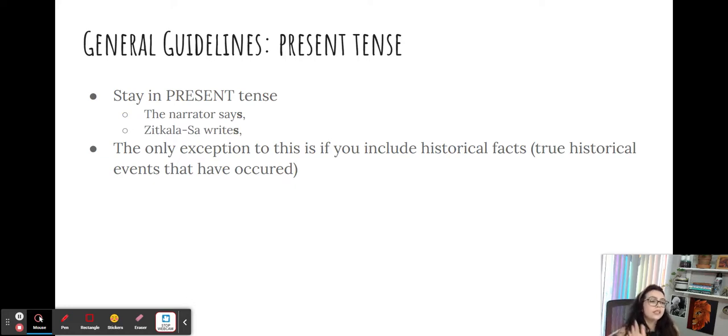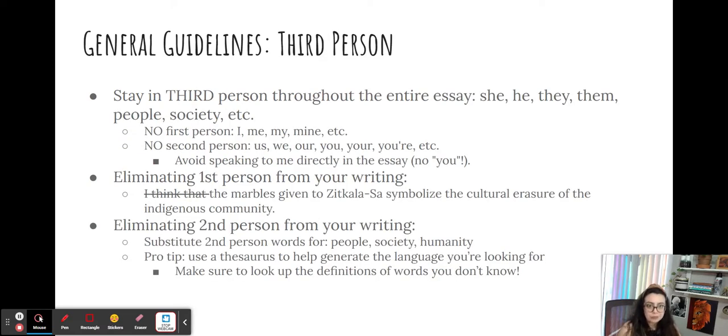Okay. The only exception to this is if you include any historical facts, which are true historical events that occurred. So, for example, boarding schools did occur. Those are true historical events, right? However, whenever we're writing about any text or even film, you want to acknowledge it as if it's in the present tense. That's just MLA rules.